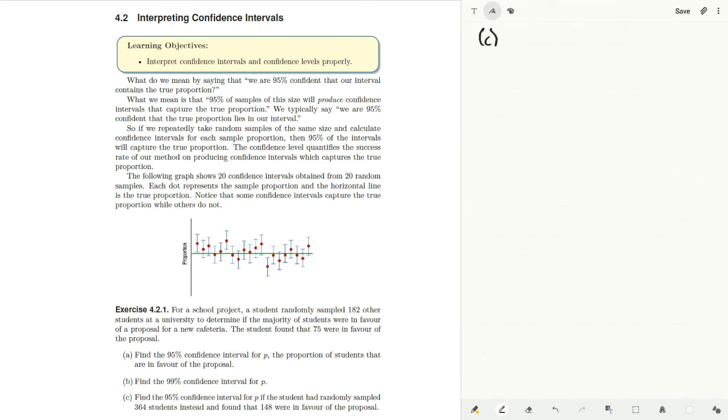So now let's suppose that the student had sampled 364 students instead and found that 148 were in favor of the proposal. Let's find a 95% confidence interval for p. So the sample proportion is now going to be 148 out of 364, which will be approximately 0.40659. Our sample size is 364. For 95% confidence, our critical value is 1.96.